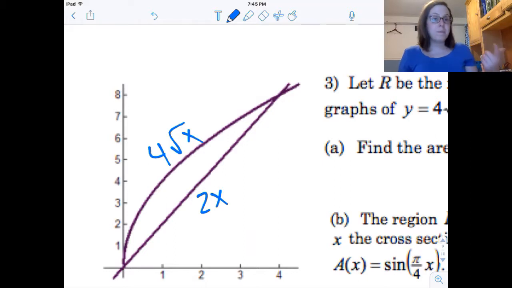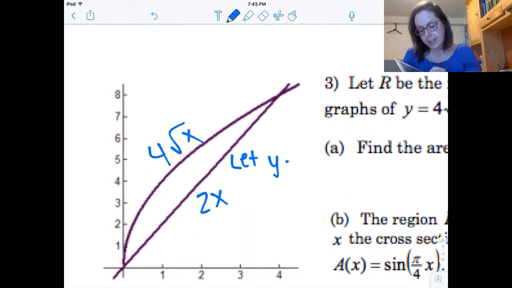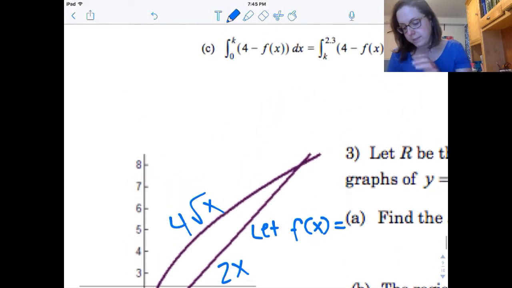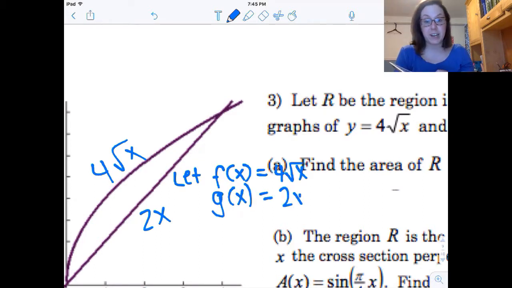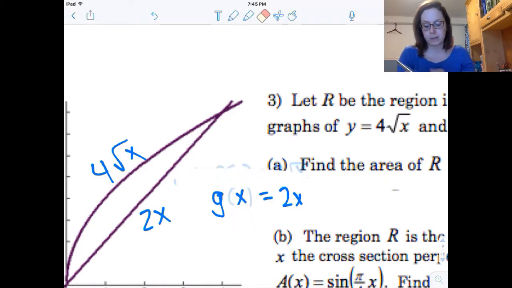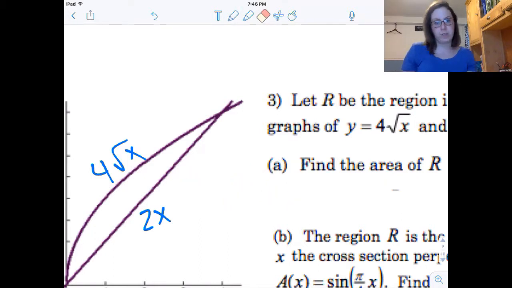If you want to be extra lazy with what you're writing, you could say let f of x equal 4 radical x and g of x equal 2x, and then you wouldn't have to write it every time. But I'm going to use those here just because that's what they gave me. You cannot just say f and g unless you define it, because they didn't give it in the problem.